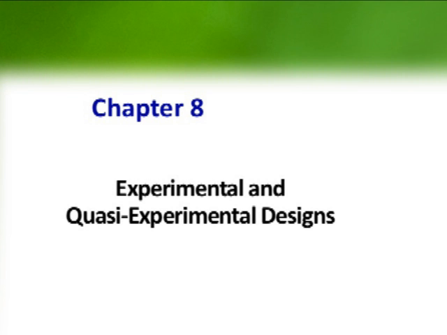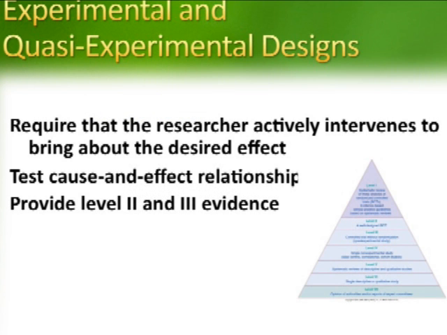Chapter 8 is concerned with experimental and quasi-experimental designs. Experimental and quasi-experimental designs both require that the researcher actively intervenes to bring about the desired effect. They test cause and effect relationships and provide level 2 and level 3 evidence on our pyramid. So it is the best type of design for quantitative studies.